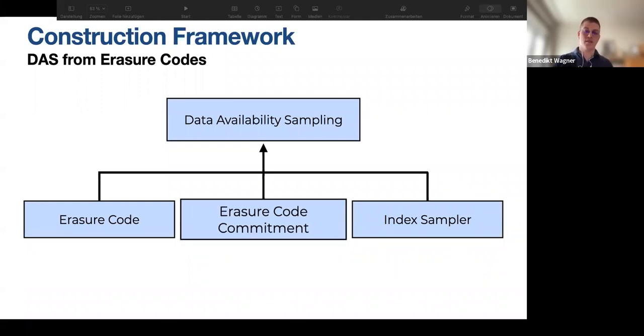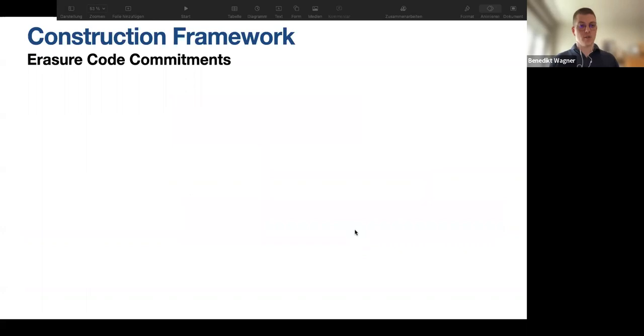And as I said, this is a generalization of a polynomial commitment scheme. So you can think of the polynomial commitment scheme as being an erasure code commitment scheme for the Reed-Solomon code. So how does that look like?